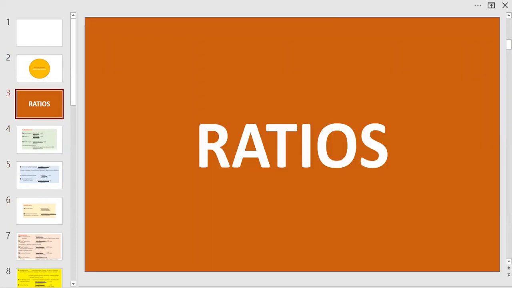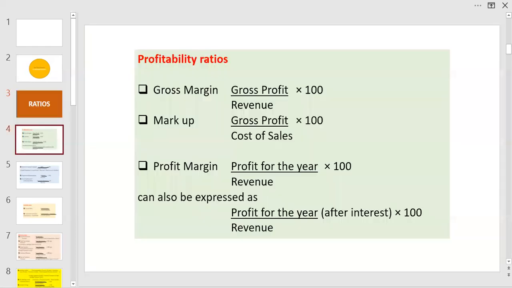We will learn them in four classifications, namely 1. Profitability ratio, 2. Liquidity ratio, 3. Efficiency ratio, and 4. Investment ratio. Gross margin ratio is gross profit divided by revenue or turnover, into a percentage.